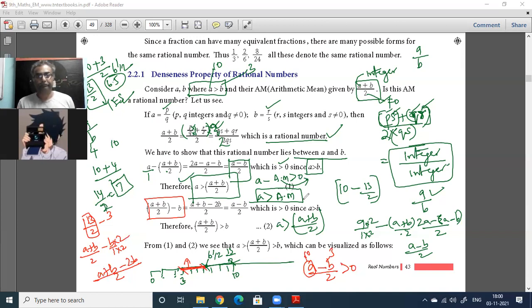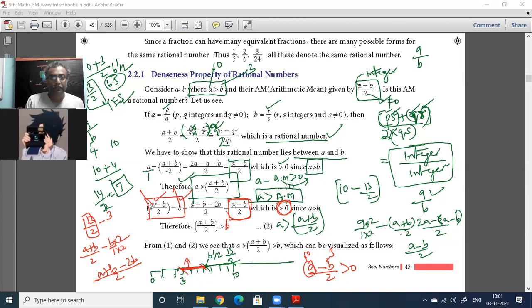So it's again a positive number. Sorry, a minus b by 2 is greater than 0. Therefore, a plus b by 2 is greater than b. And this is b. See, a minus b by 2 is positive, which means a plus b by 2 minus b is positive. Therefore, this is greater than this. Otherwise, you will not get positive. You understand? Only if this is greater than this, you will get that this quantity is greater than 0.